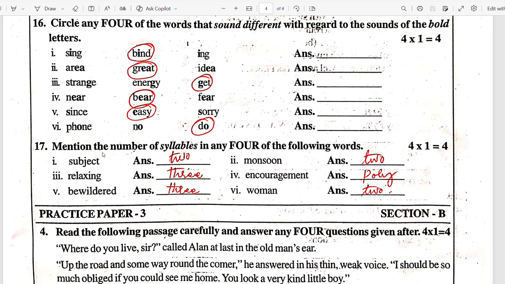Next one, 17th one, the last one. Mention the number of syllables in any four of the following words. Subject: my advice to the students is to go for finger snapping. That means two syllables. Monsoon, disyllabic. Relaxing, trisyllabic. Encouragement, four syllables. Bewildered, three syllables. Woman: you have to observe here. Woman is pronounced with an O sound, whereas the plural, women, has an I sound. Woman is singular, women is plural. Two syllables, disyllabic.